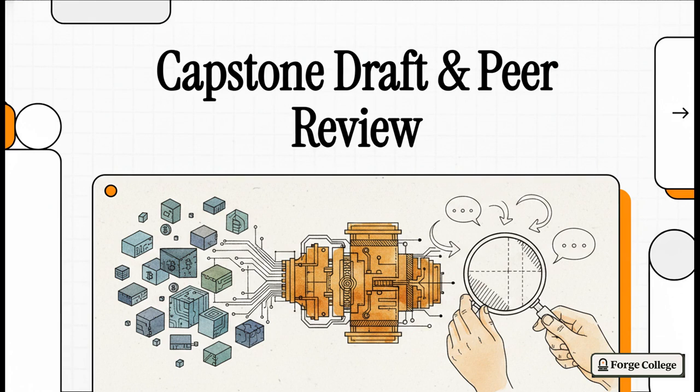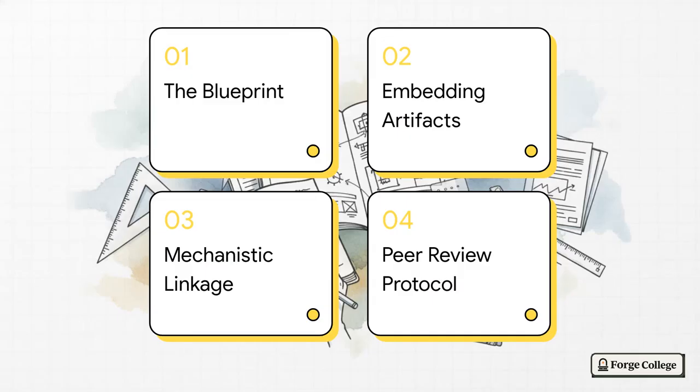Let's get to it. Here is the blueprint for our assembly line today. First up, the blueprint itself. Then, 2, embedding artifacts. 3, mechanistic linkage. And finally, number 4, the peer review protocol.